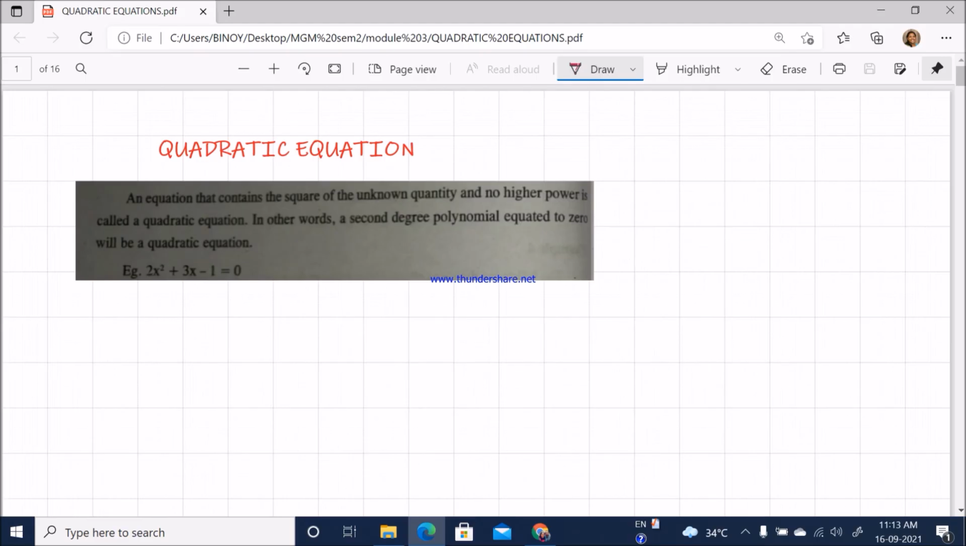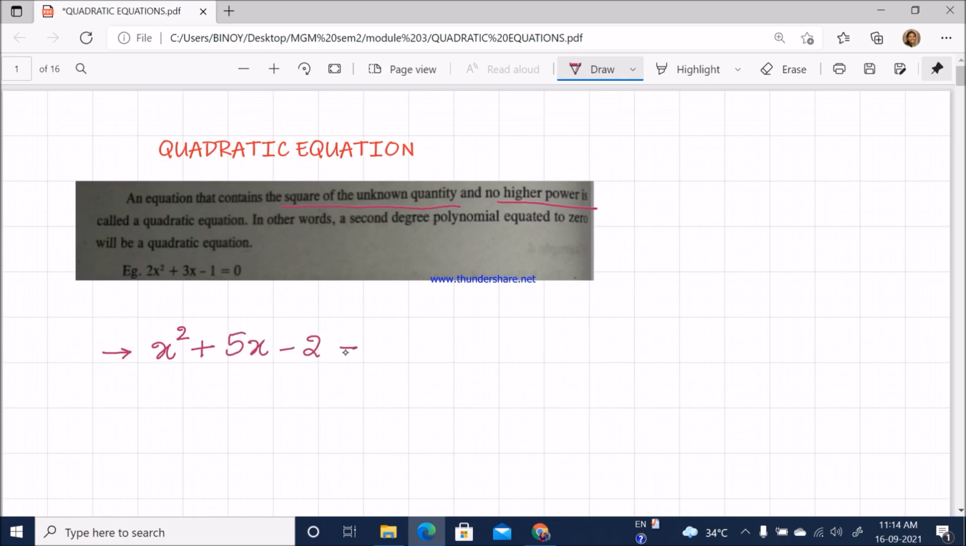So in this lecture of S2 Business Mathematics, we are focusing on Module 3, that is Basic Algebra. In that, we'll be focusing on quadratic equation. The general definition: an equation that contains the square of an unknown quantity and no higher power is called a quadratic equation.